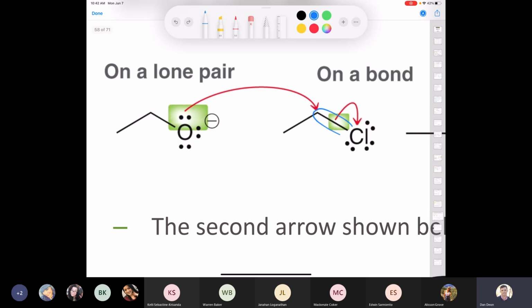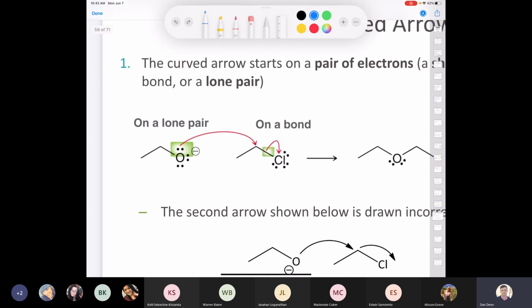When it starts on a pair of electrons in a bond, it's good to start the tail of the arrow right in the middle of the bond. So if this is the bond, this is kind of the middle here. So make sure the tail starts on the middle. If it starts on a nucleus, that's going to be a bad thing. So you don't want to be doing that.